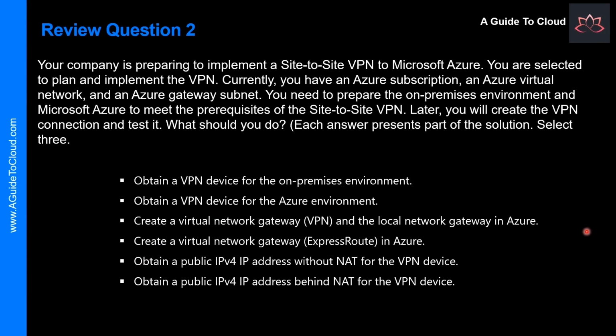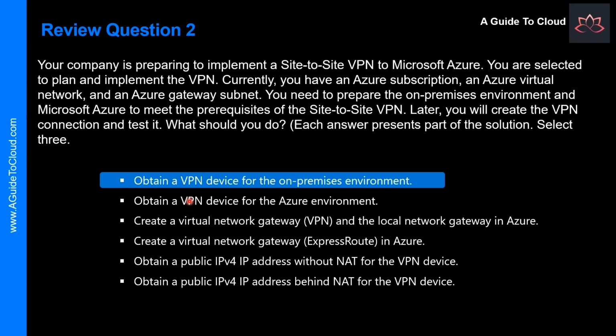All right, so let's read out the options. What we are trying to achieve here is to prepare the on-premises environment and Microsoft Azure to meet the prerequisites of the site-to-site VPN. So keep that in mind when you're reading these solutions. The first statement is obtain a VPN device for the on-premises environment. Absolutely, we need an on-premises device to set up the site-to-site VPN, correct? Obtain a VPN device for the Azure environment, which is completely wrong. You don't need a device in the Azure environment, you only need a gateway.